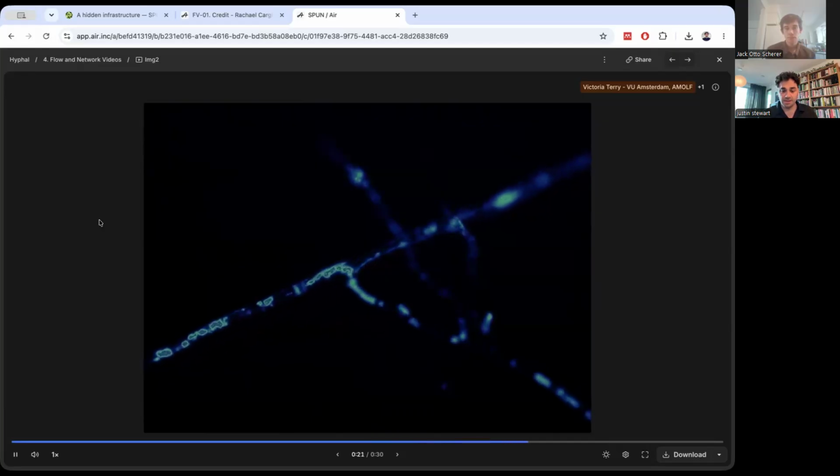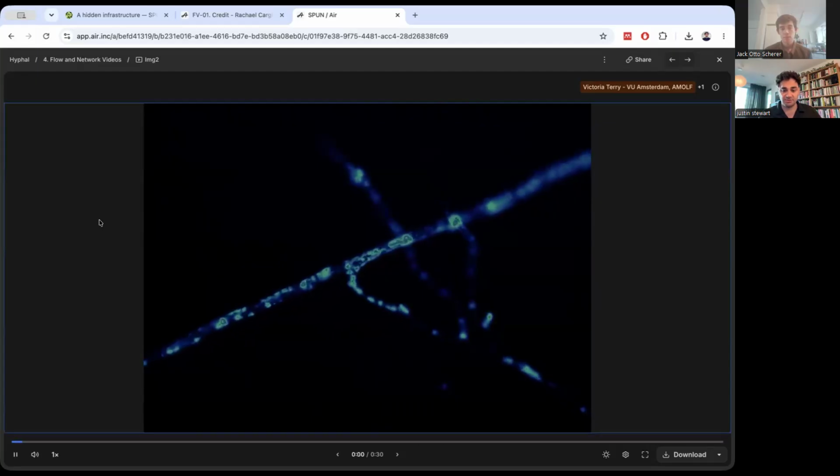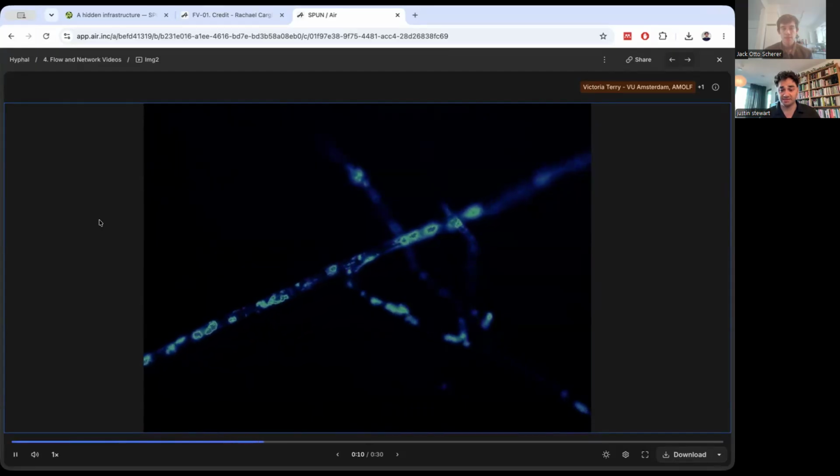And so this video, taken by my colleague Victoria Terry at the Amhof Biophysics Institute in Amsterdam, is showing the real-time flow of carbon from a plant into fungal networks, flowing from the part with the root down to the hyphal tip. This is not sped up. This is in real time. So these are the types of flows that are happening underneath our feet.